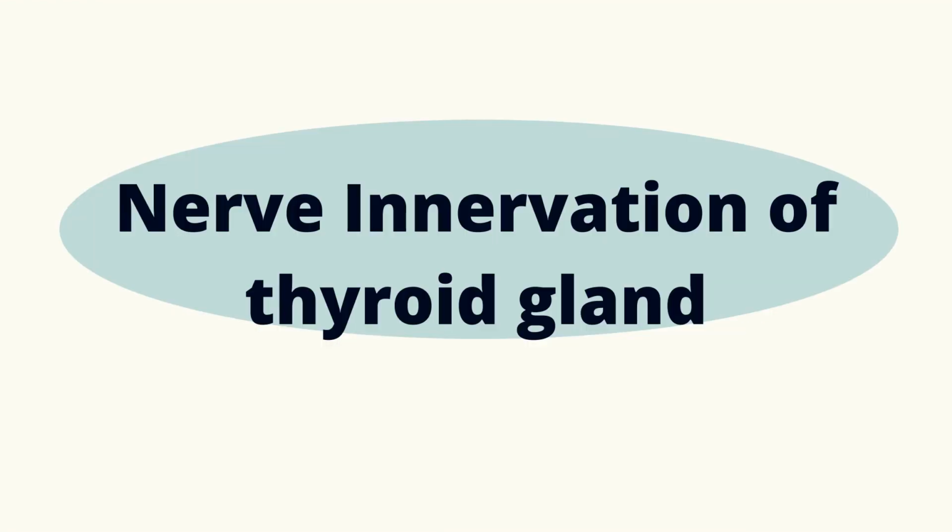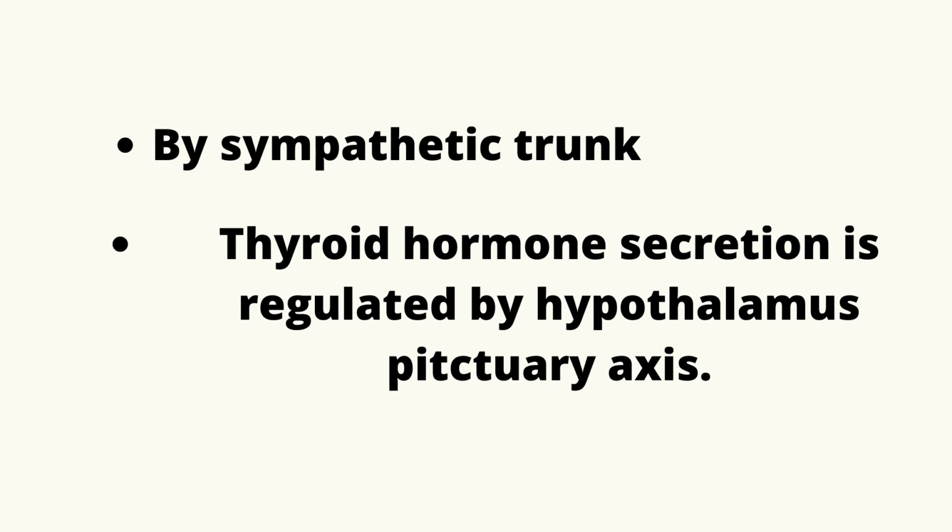Nerve innervation of thyroid gland. The thyroid gland is innervated by the sympathetic trunk, and secretion of thyroid hormone is regulated by the hypothalamus-pituitary axis.